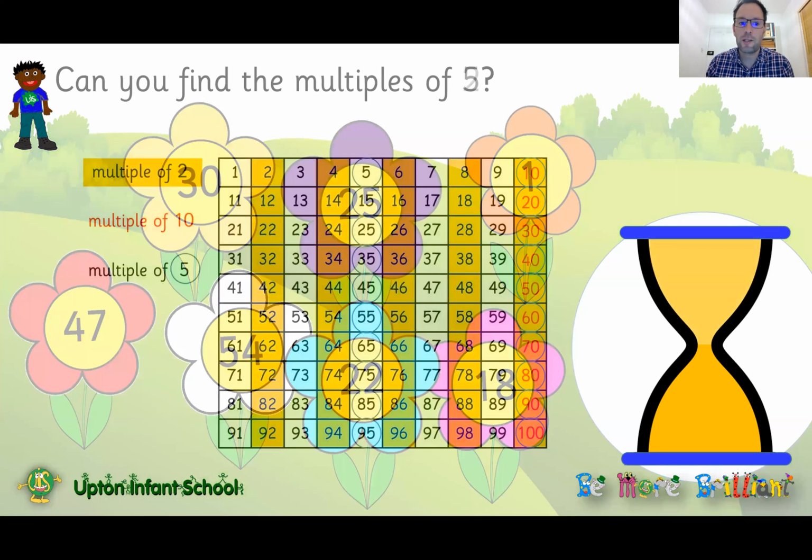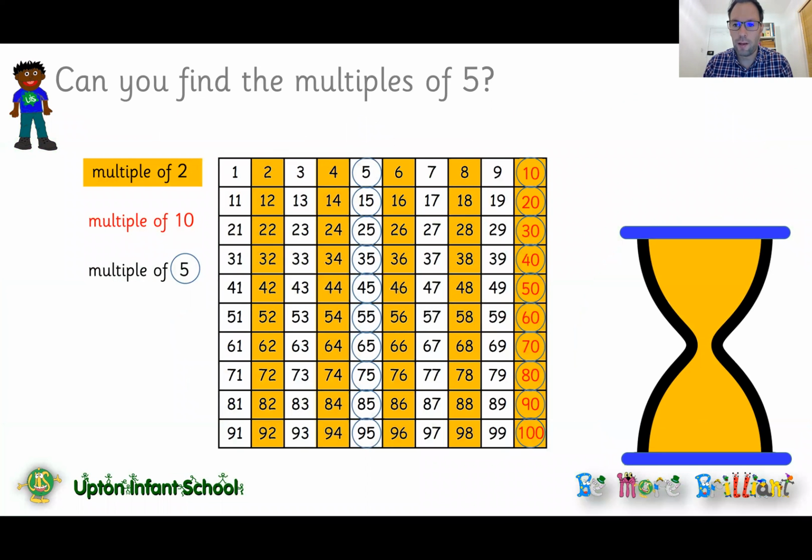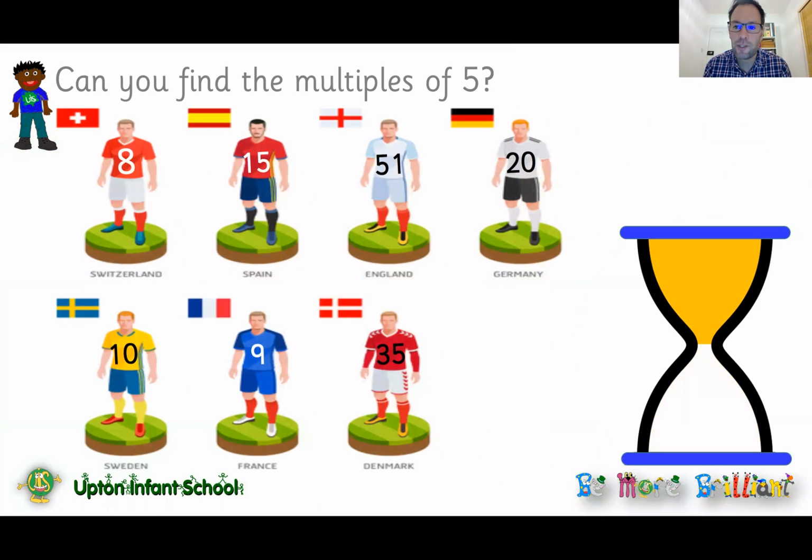And on to our last one. We're going to look for multiples of 5 now. Multiples of 5 either have to end in a 5 or a 0. To be in the 5 times table, the number has to end in 5 or 0. So we've got some footballers now, wearing football kits with numbers on. Can you spot any numbers which are multiples of 5?